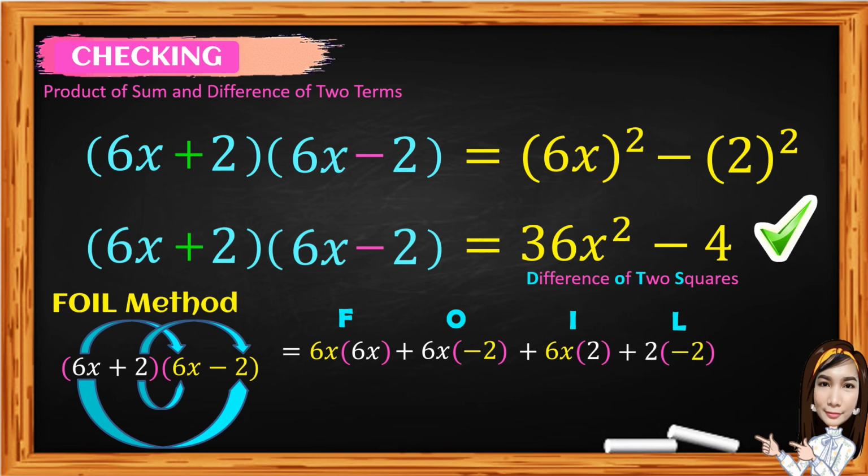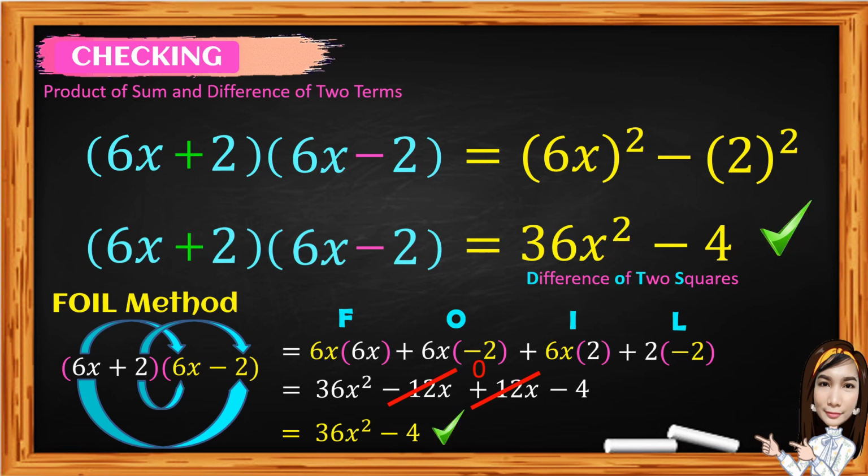Now let's simplify. 6x times 6x equals 36x squared. 6x times negative 2, we have negative 12x. 6x times positive 2, we have positive 12x. 2 times negative 2, we have negative 4. Then combine similar terms, we have 12x minus 12x equals 0. So we have the remaining 36x squared minus 4. So we have the same answer, and that is also correct.